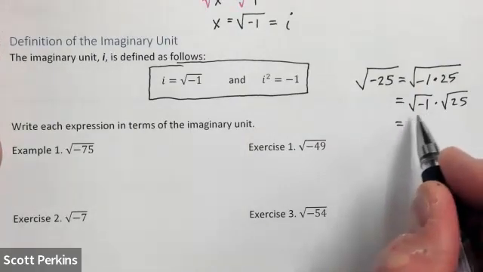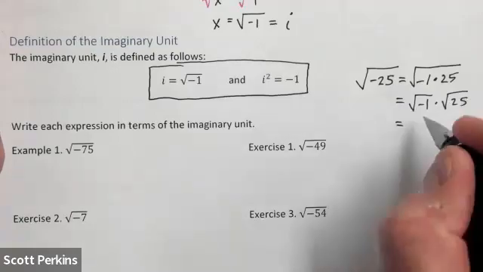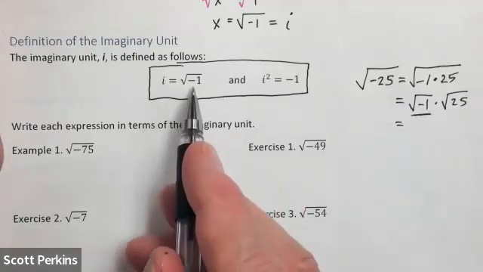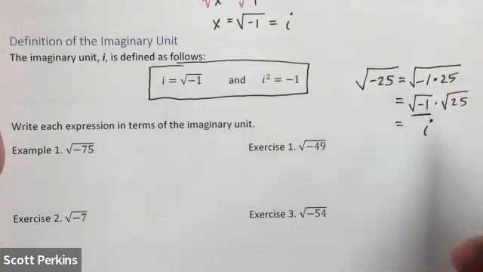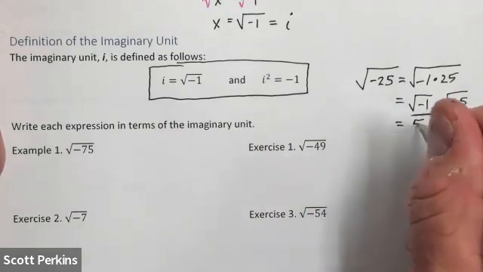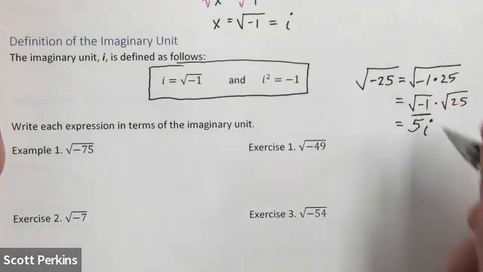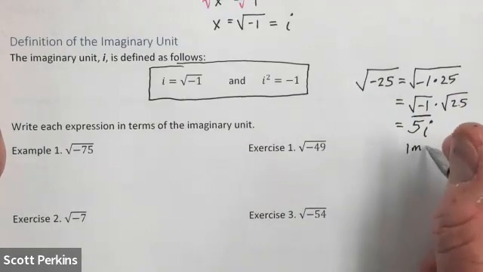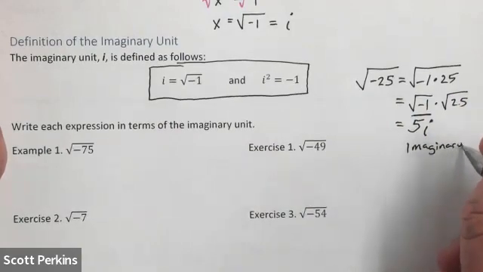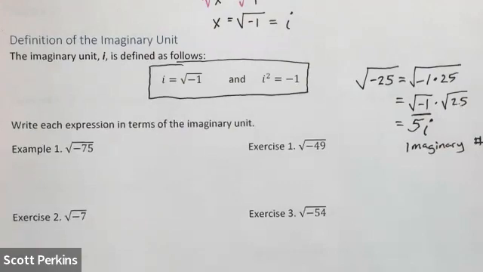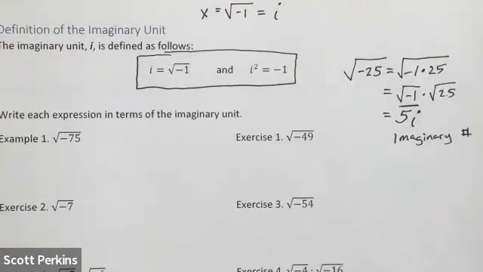It's i. It's defined to be i. That's the thing you've got to get used to today. Whenever you see the square root of negative 1, we look over to the definition. Oh, that's i. And then the square root of 25 is 5. So what I've got is 5i. And this is called an imaginary number, because it's in terms of the imaginary unit, 5i.